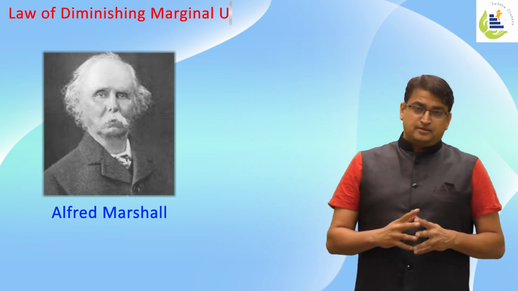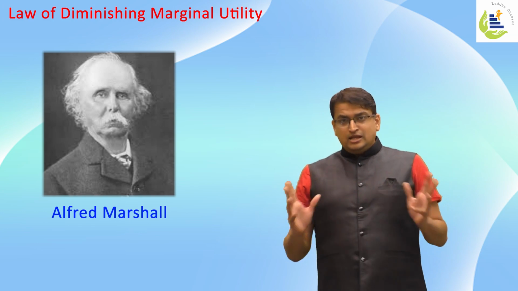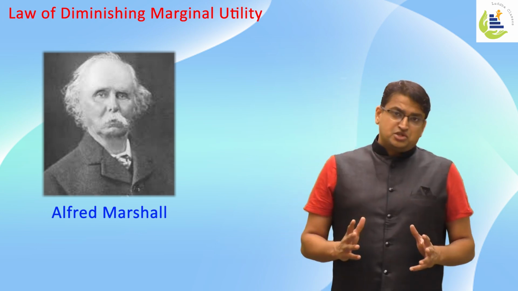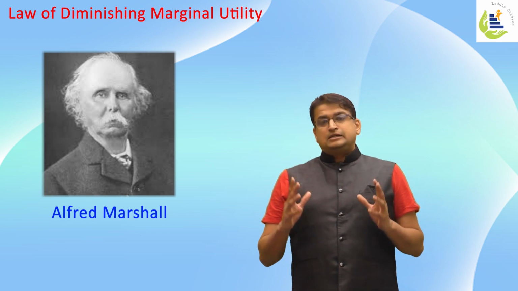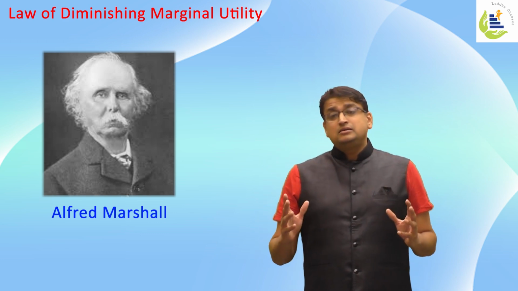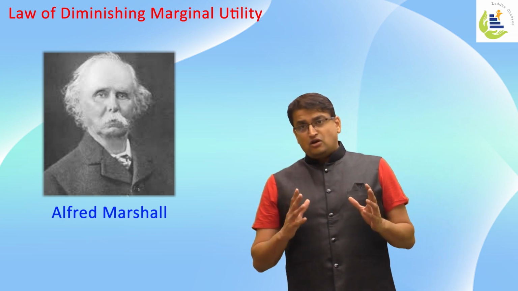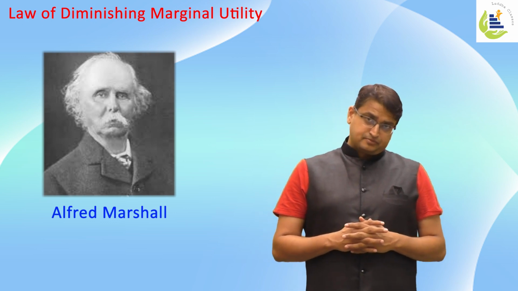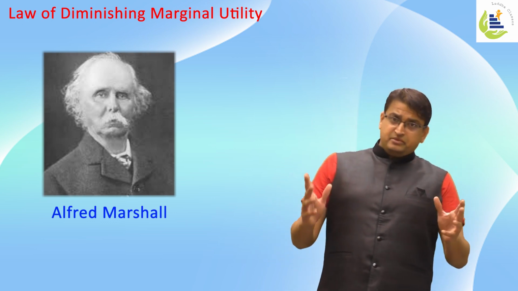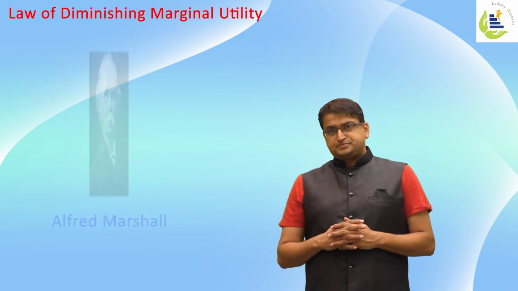One of the reasons why the demand curve slopes downward is, according to Alfred Marshall, the law of diminishing marginal utility. According to Alfred Marshall, he believes that the demand curve slopes downward because of the law of diminishing marginal utility. What does this law of diminishing marginal utility say?